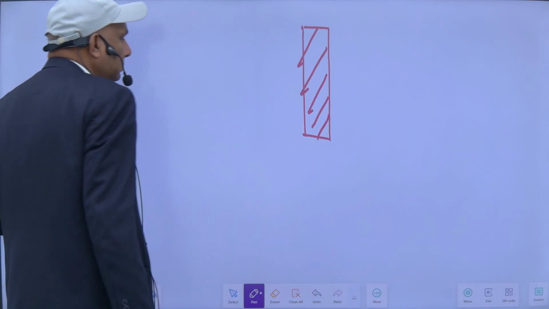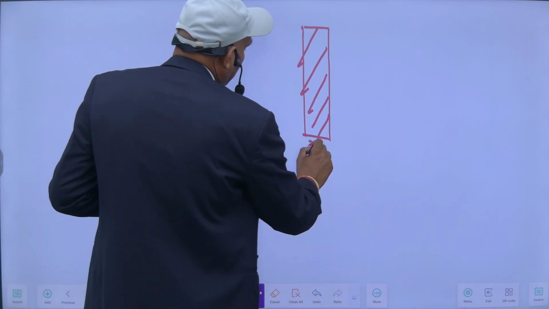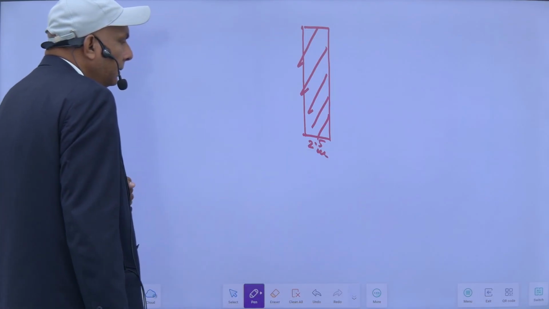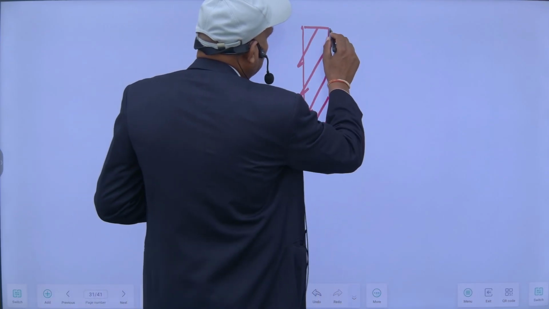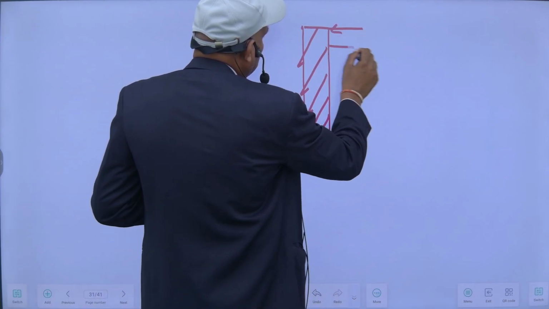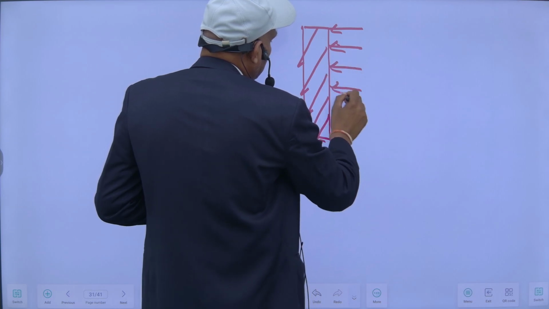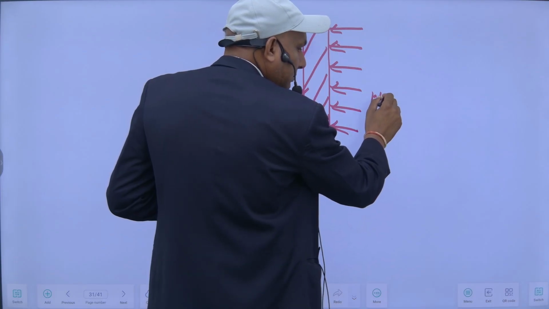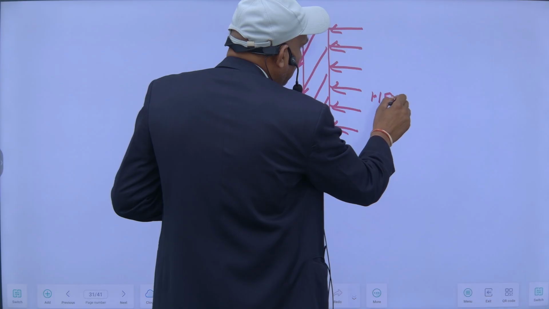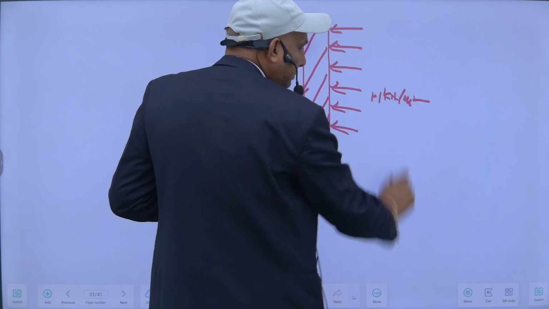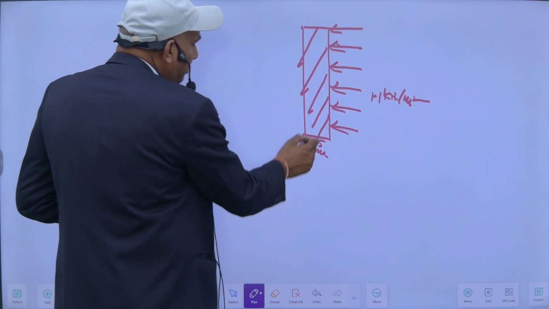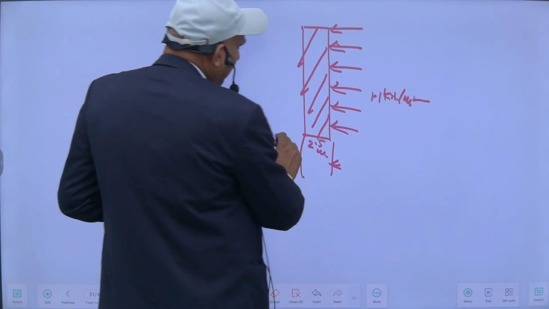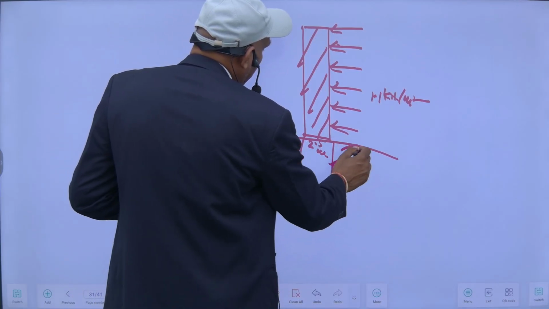So this is 2.5 meter. Now the wind pressure is like this. It is 1.1 kilonewton per meter square. So its width is 2.5 meter. Now this is grounded, so this end is fixed.